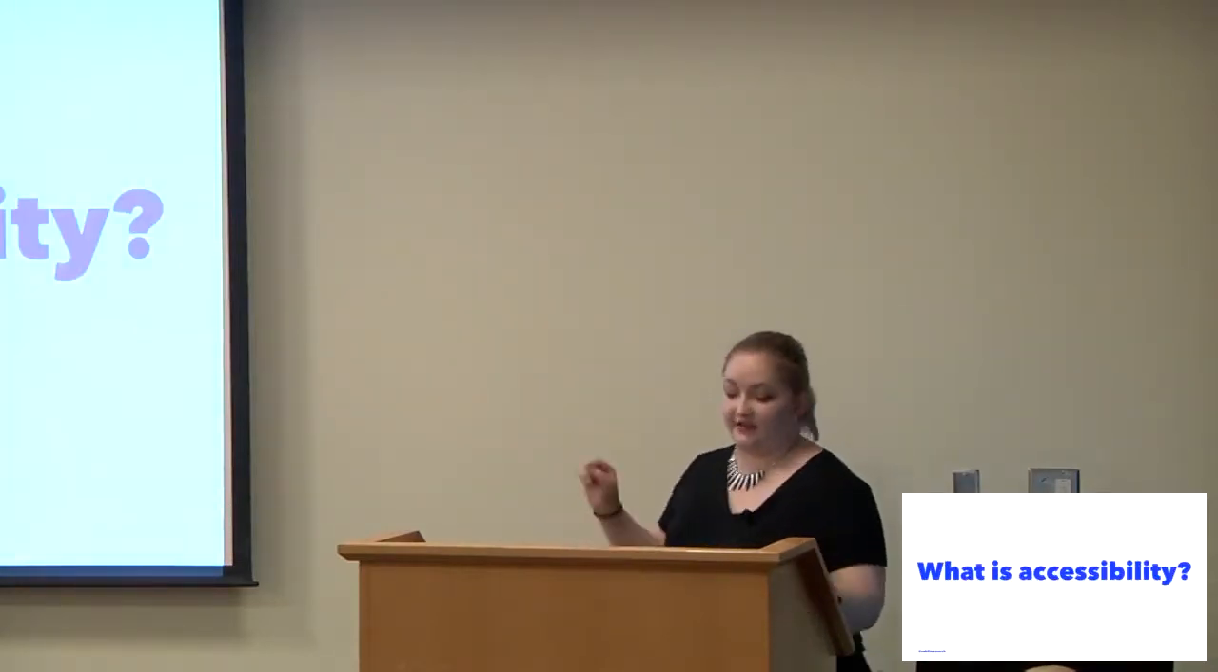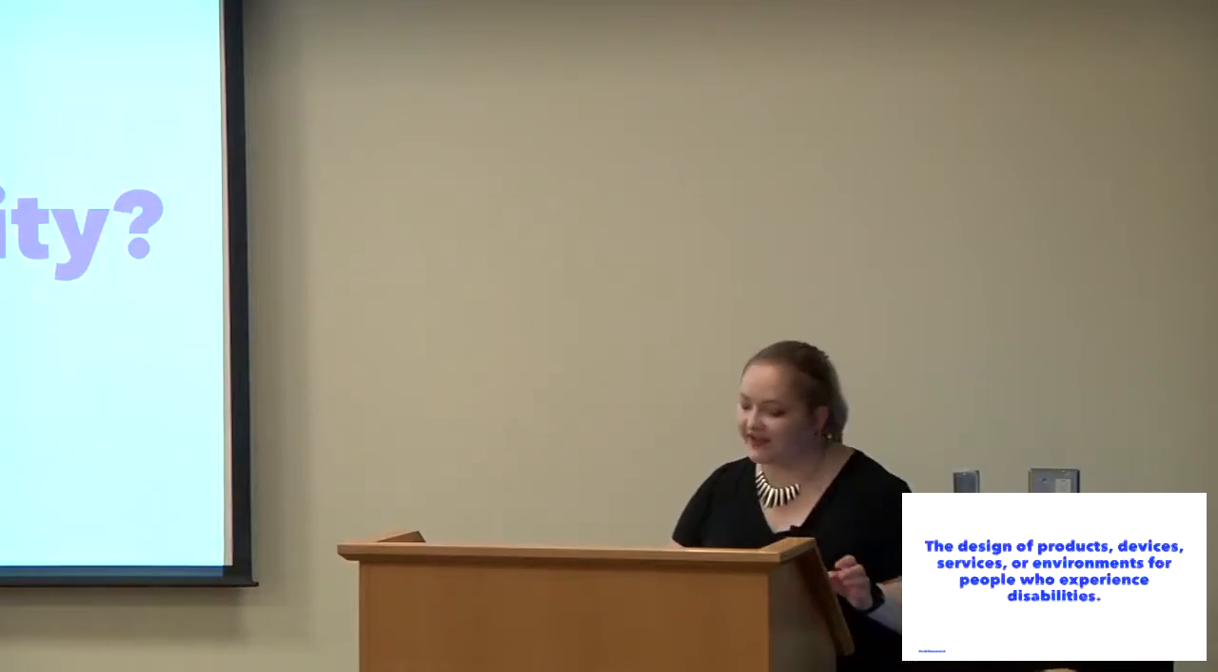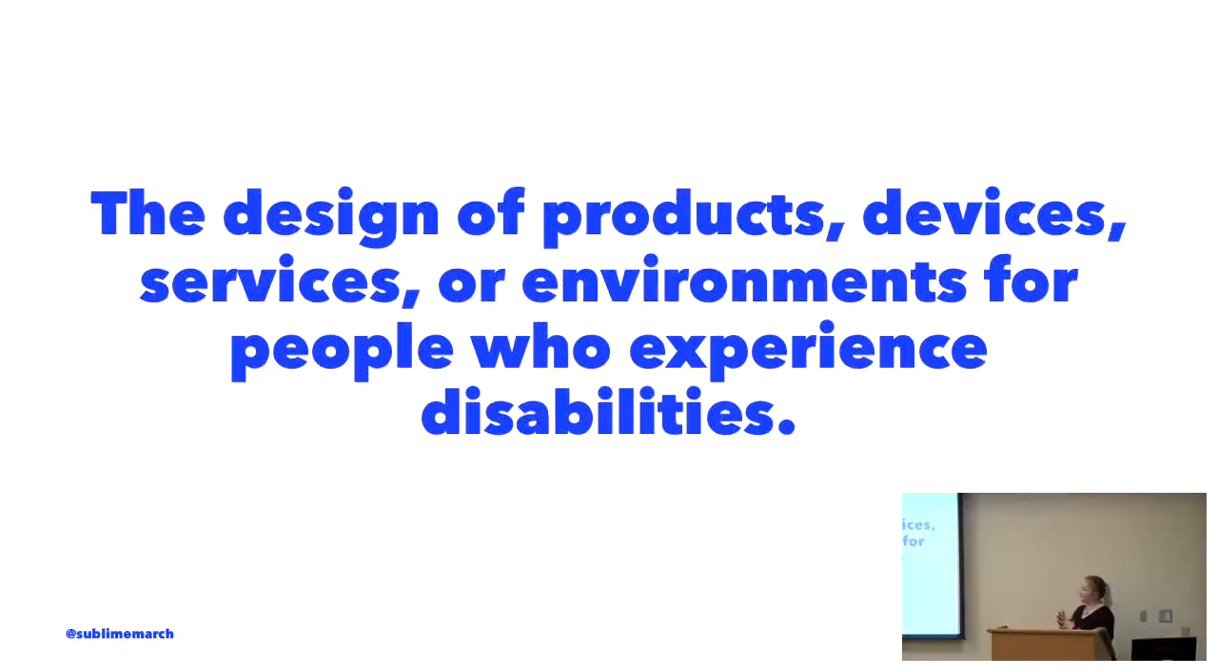What is accessibility? Accessibility is the design of products, devices, services, or environments for people who experience disabilities. It's also the practice of removing barriers that might prevent people with disabilities from accessing that technology and products and devices. In general, technology shouldn't be a barrier to people. It should make their lives even easier than it was before that technology existed. And that's why we have accessibility.